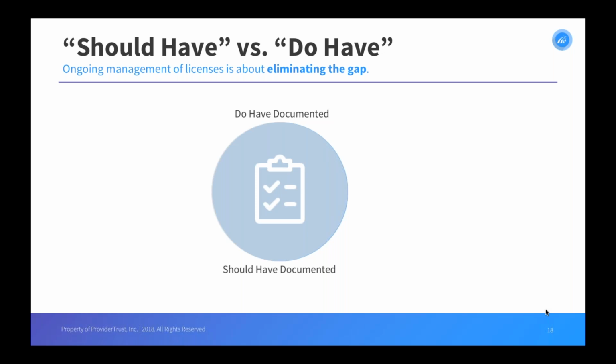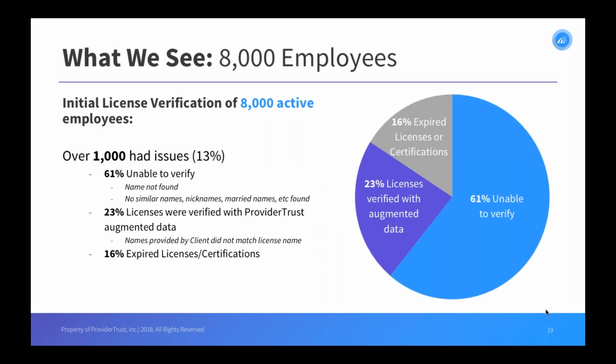And what we find, though, is that even though the organization documents what should have, we don't always really have the ability to go out and track the do haves. So that creates a big gap between what we think someone has and what they actually have. So one of the things that creates risk and challenges to your organization is making sure that you know what you should have and that your staff actually has what you want them to have. So let's look at a real life example of that.